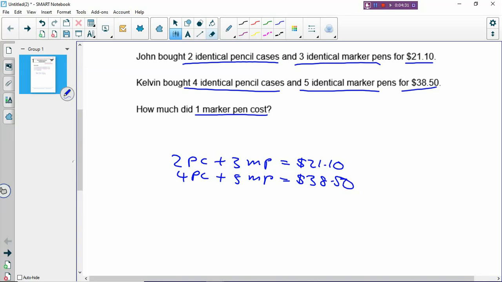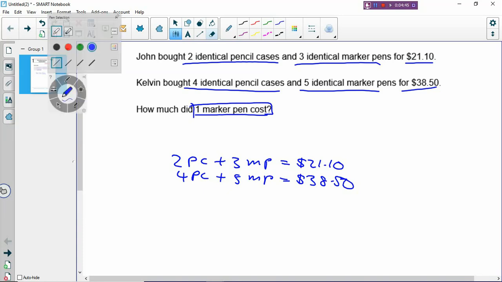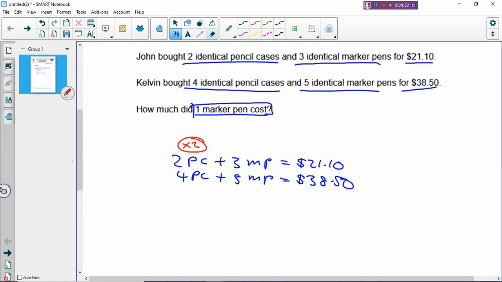So what is elimination method? It means to get rid of something that you don't want. For example, I want to find how much is 1 marker pen. So all you have to do is to get rid of something else that you don't want to find, or that you don't want to know, which is the pencil case. So how to get rid of the pencil case? You just have to times 2, to make the pencil case the same number. So it's something like secondary school simultaneous equation, but I call it the elimination method.